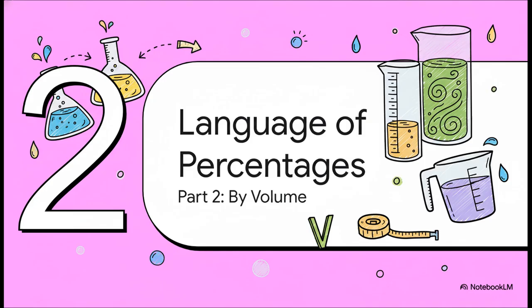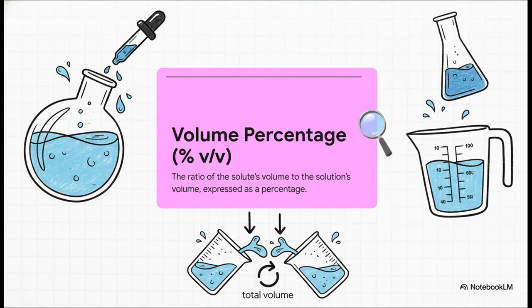Instead of carefully weighing them, it's often way easier to just measure out their volume. And that brings us to our second type of percentage. And yes, you probably guessed it, we're just swapping out mass for volume here. For volume percentage, or V/V, we're comparing the volume of our solute to the total volume of the solution. This is really the go-to measurement anytime you're mixing one liquid into another.